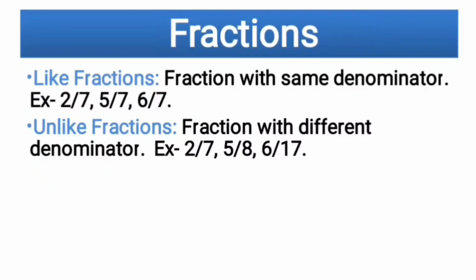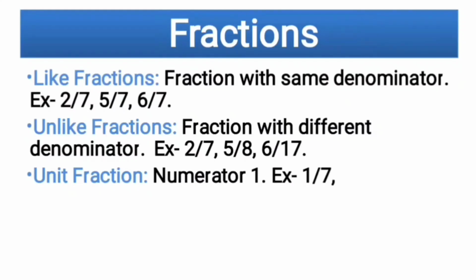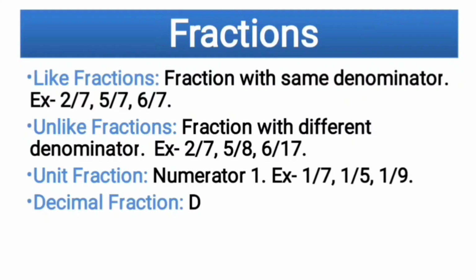In unlike fraction, examples are 2 divided by 7, 5 divided by 8, 6 divided by 17. All denominators are different. The next one is unit fraction. A fraction which has numerator 1 is known as unit fraction, as 1 divided by 7, 1 divided by 5, 1 divided by 9. In decimal fraction, denominator is 10 or multiple of 10.